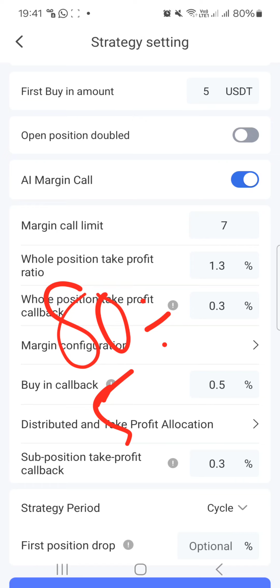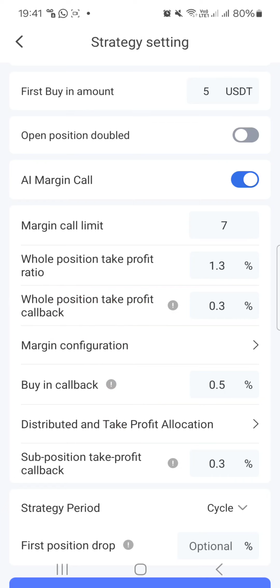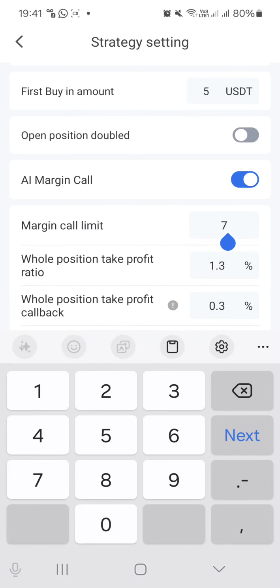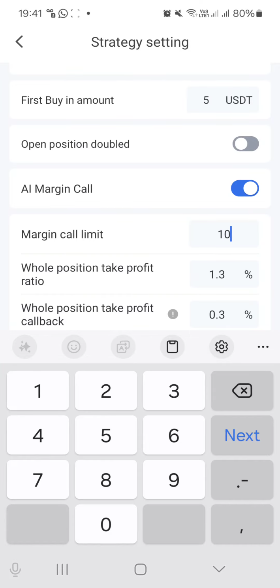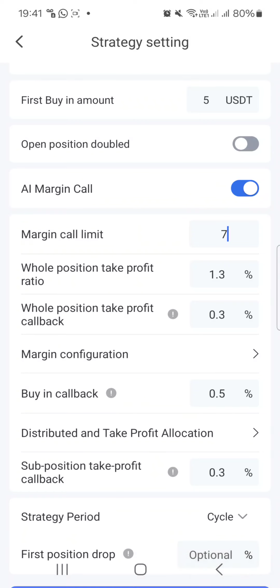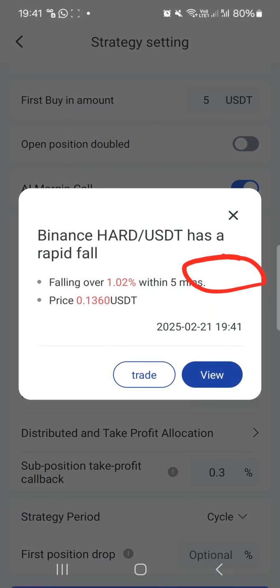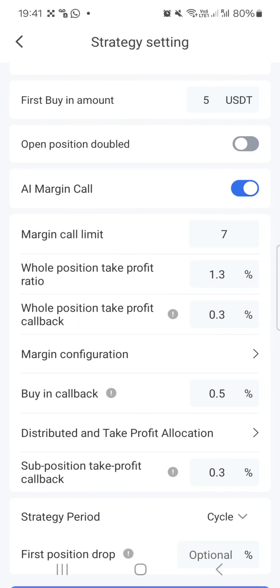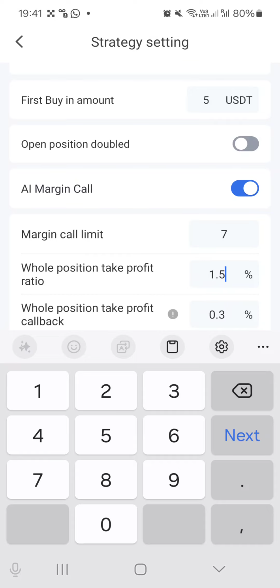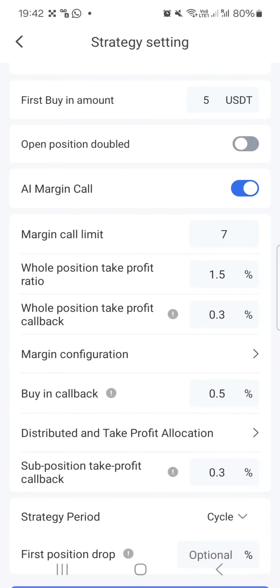But what I would say is that you do not really need to use all of them. You can do something like 10 margin calls or 7. Let's go with 7, which is the default setting. And we also go with the default settings for the take profit. You can increase it to whatever you want, 1.5, 2%, 3%. It's totally up to you. What is your goal? That is totally up to you.